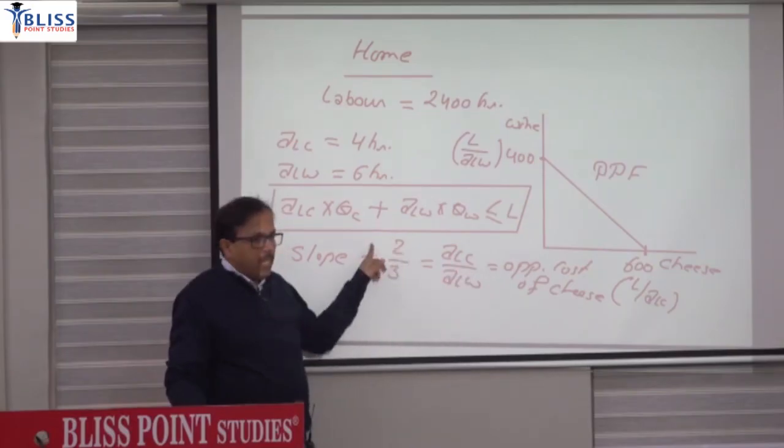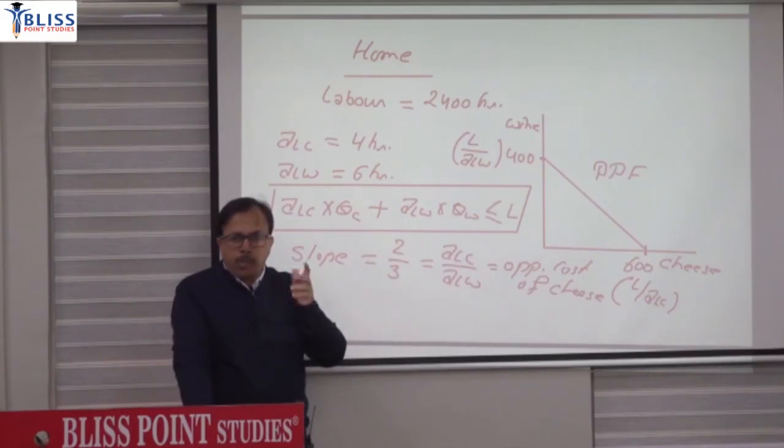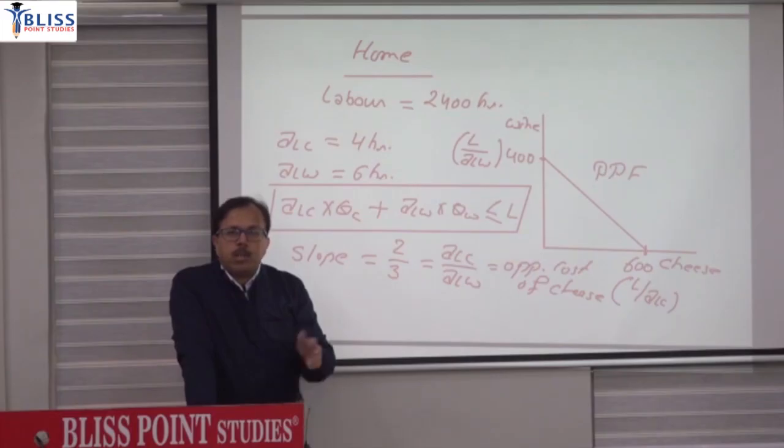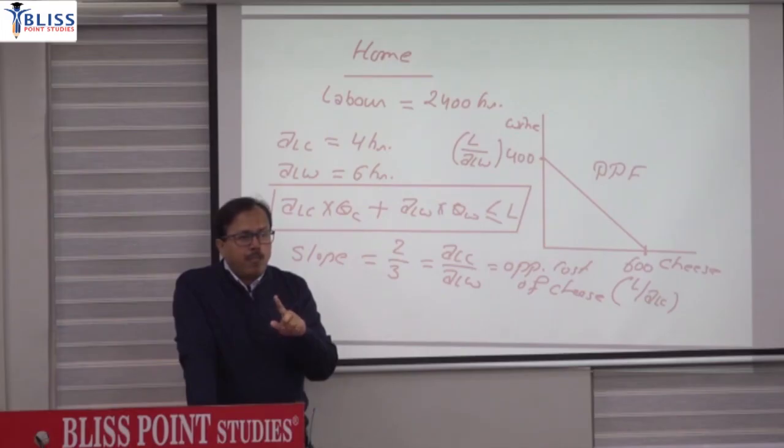So what is opportunity cost of cheese here? 2/3. Can you interpret that number? I said opportunity cost of cheese in home country is 2/3. It means what? ये नंबर 2/3 हो सकता है, 1/3 हो सकता है, it could be 4, it could be 5. What does that number tell you? नंबर से क्या पता चल रहा है? Opportunity cost of cheese is 2/3. It means to produce one extra unit of cheese, we have to sacrifice 2/3 unit of wine. जो स्लोप होगा वही आंसर बोल रहा है.